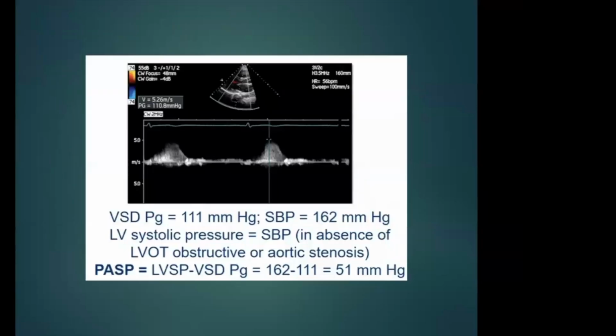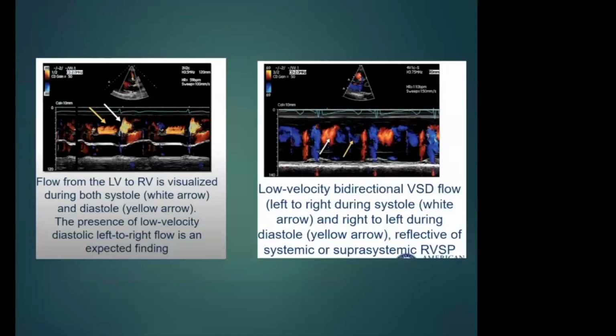And so here is an example of how to do that. If you have a VSD, which we're measuring in the parasternal long axis, you can get the peak gradient through that and subtract it from your systolic blood pressure. Importantly, this is in the absence of any LVOT obstruction or aortic stenosis, because that's going to confound your measurement. And you can actually estimate your right ventricular pressure through this formula.